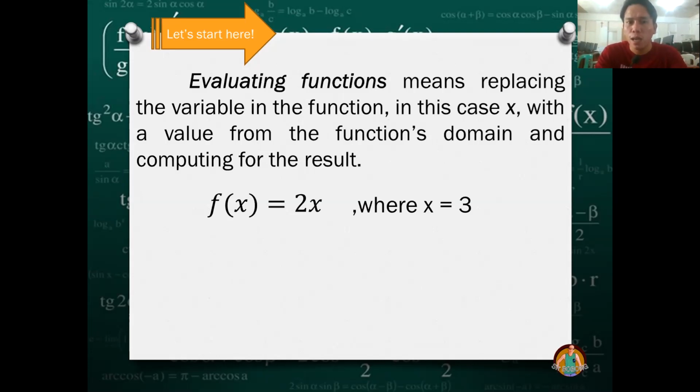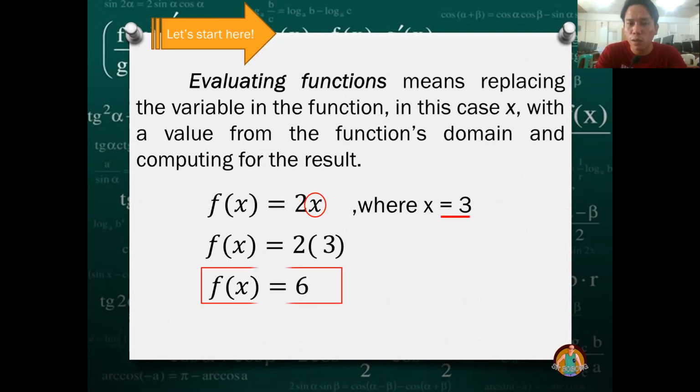Okay, so ano yung gagawin? We're going to substitute or replace the value of the variable. Since our x here is 3, we are going to substitute 3 to x. So yung x mo kanina magiging 3 na. So we'll have 2 times 3. Okay, 2 times 3 will give us 6. So our f of x is equal to 6, meaning our f of x or y is equal to 6.